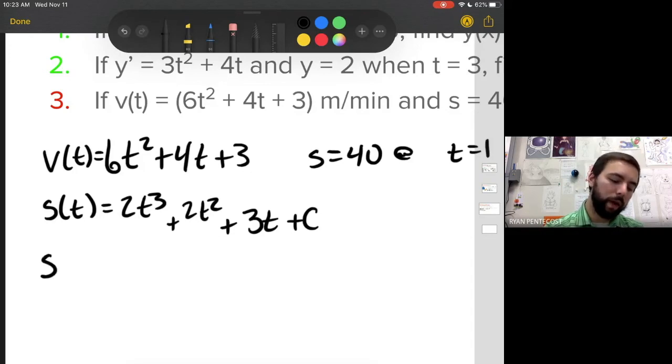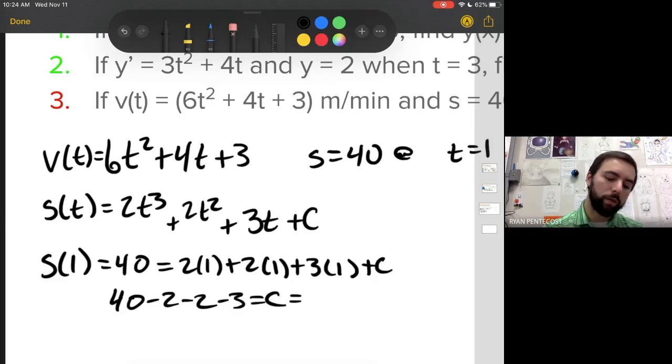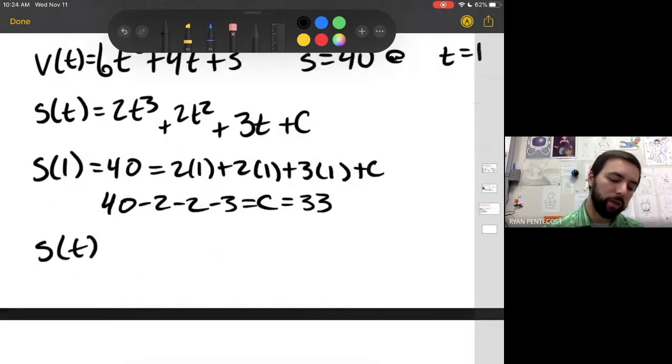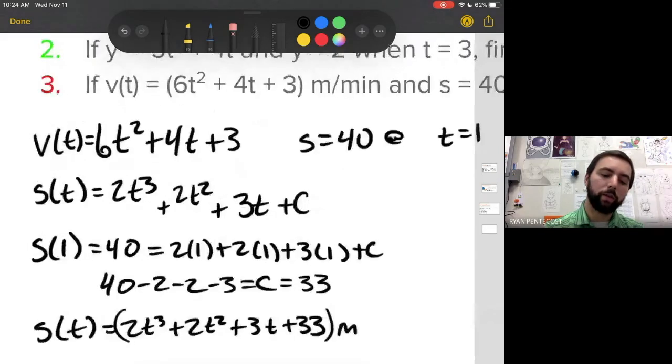And s of 1 equals 40. So that would be 2 times 1 plus 2 times 1 plus 3 times 1 plus c. Solve for c, you get 40 minus 2 minus 2 minus 3 equals c, which would be 33. So our function s of t would equal 2t cubed plus 2t squared plus 3t plus 33 meters.